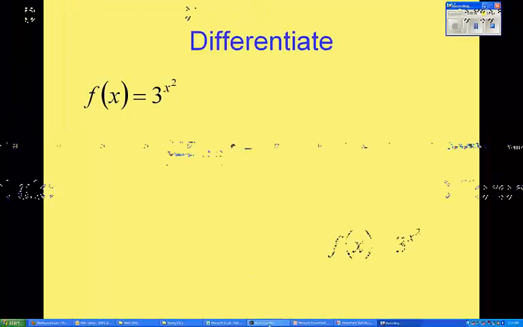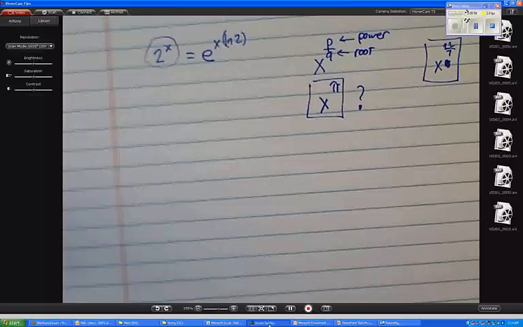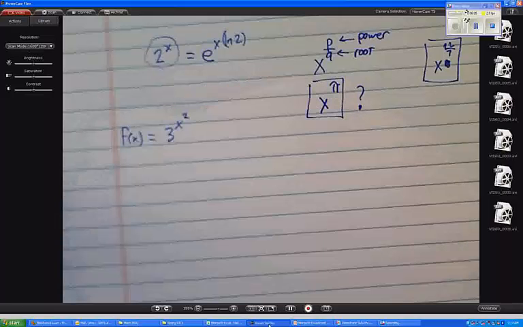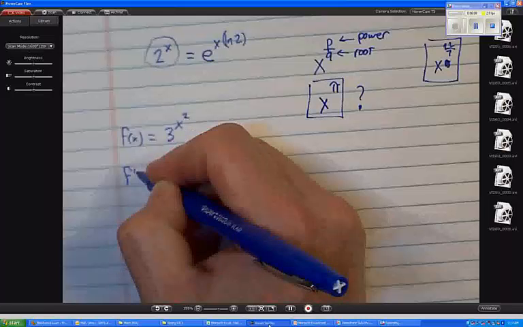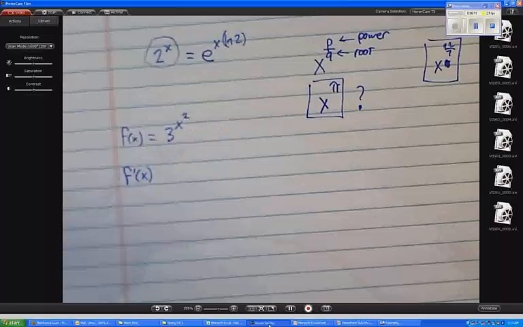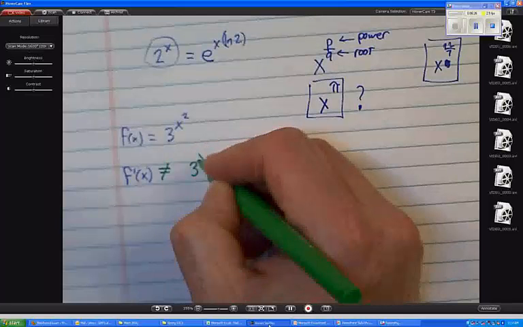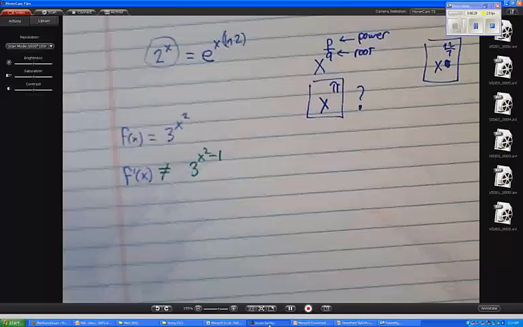3 to the x squared power. So let's suppose I want to compute the derivative. Well, how would you do that? Let me say what you won't do before I say what you will do. This does not equal something like 3 to the x squared minus 1 or something like that. You can't subtract 1 from every exponent in the world. That only works for polynomials. Okay? So I'm in trouble here.